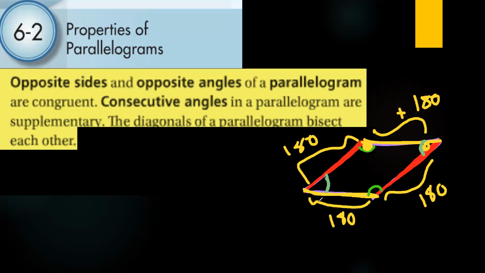And they told me the diagonal. What is the diagonal? This is the diagonal here. The diagonals that connect the two opposite angles bisect each other. Diagonals bisect each other. This is here the parallelogram.